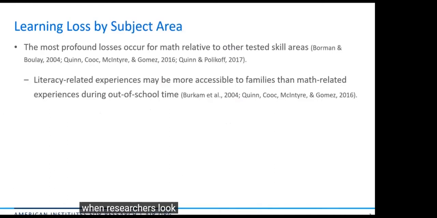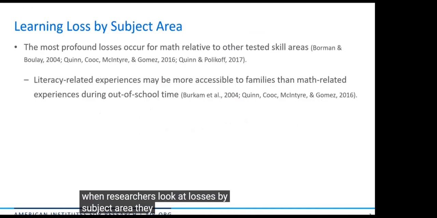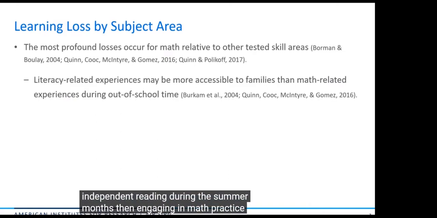When researchers look at losses by subject area, they have found that the most profound losses occur for math, relative to other tested skill areas, such as literacy. They posit that literacy-related experiences may be more accessible to families than math-related experiences during out-of-school time. For example, families may feel more comfortable reading to their children or asking their children to engage in independent reading during the summer months than engaging in math practice.